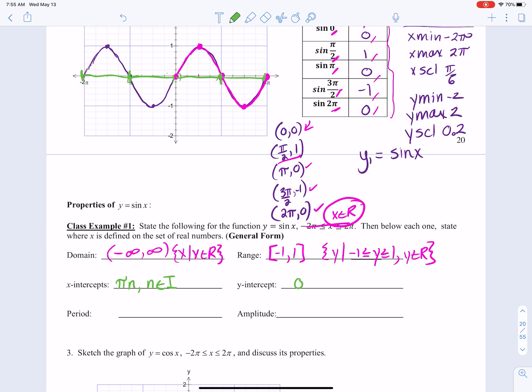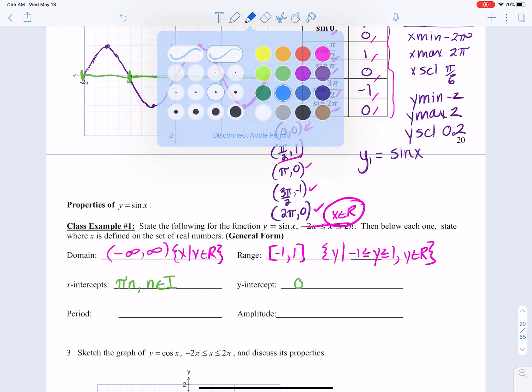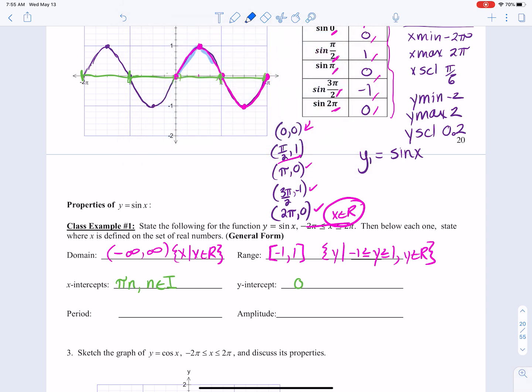And let's look at the period. The period is one complete cycle. So if you take a look at the graph, everything after this is just repeated. So my period for this function is 2 pi. And the amplitude, I'm going to take amplitude as max minus min divided by 2. And that gives me 1 minus negative 1 divided by 2. So my amplitude is 1.